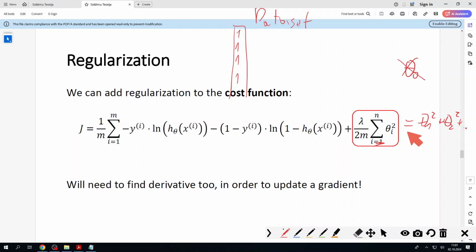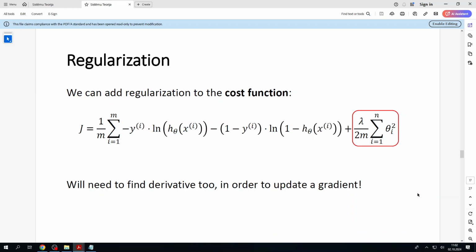Which again can be done in vector form, because here we have squares, yes, and the summation of all these squares can be done as theta multiplied by theta transpose, and then multiplied by lambda and divided by 2m. So the vectorized form is also quite simple here to do, not a big problem.